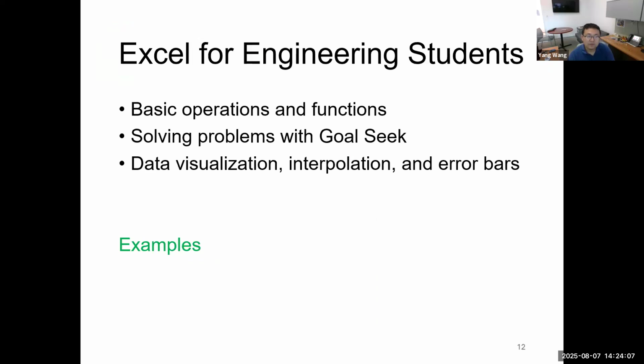So in this first class, we're just going to cover 3 aspects of Excel. First, I'm going to introduce some basic operations and functions in Excel. Second, we want to solve problems with Goal Seek. Those are targeted at more sophisticated problems, where you can find a solution to a complicated problem. And also I'll introduce how we can use Excel to do basic, very easy data visualization, interpolation, and plotting with error bars. Okay. So now we're going to start with examples.